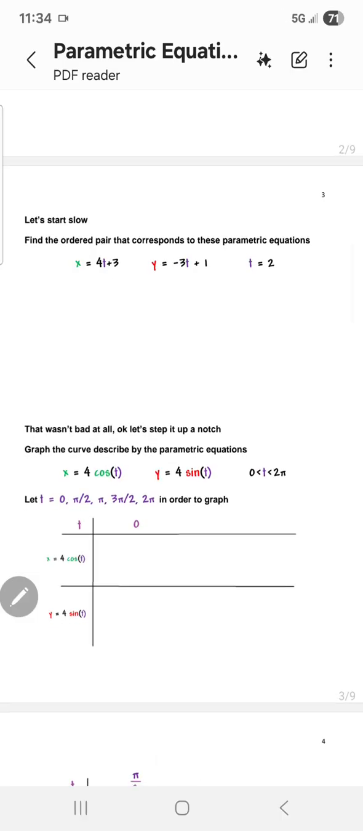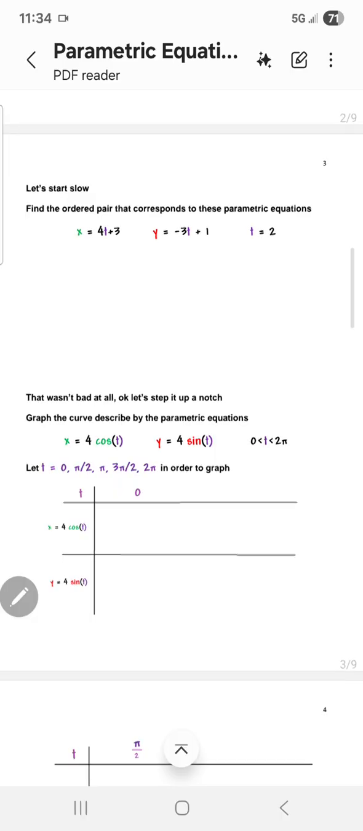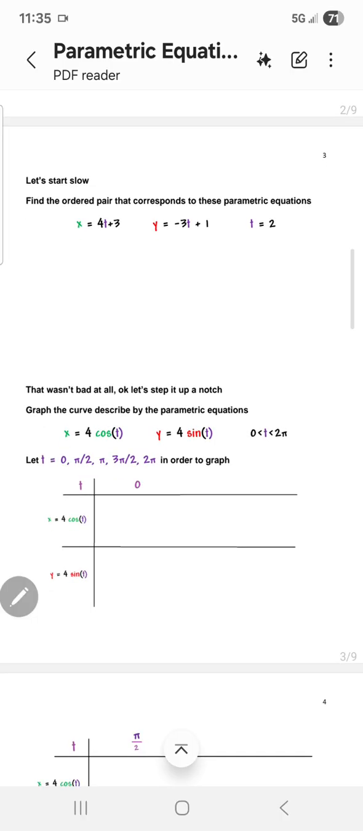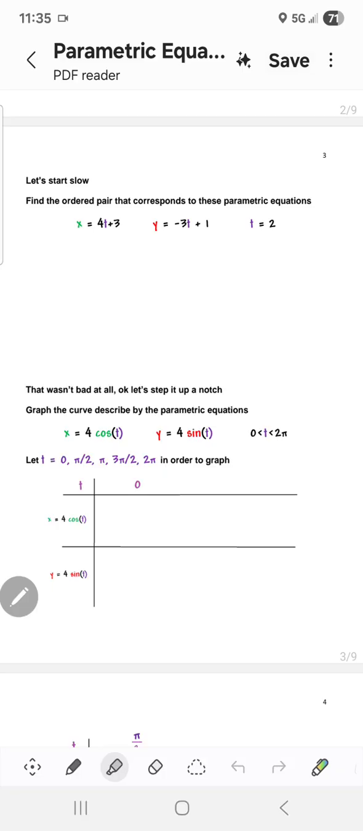Let's take a look. So let's start slow, okay? It says find the ordered pair that corresponds to these parametric equations. So the first thing to notice is that the x equation has a t, and the y equation has a t, and fun for us, they told us t is 2. Awesome.